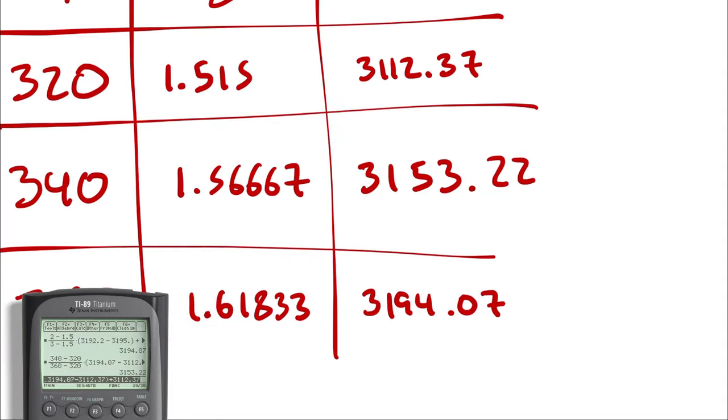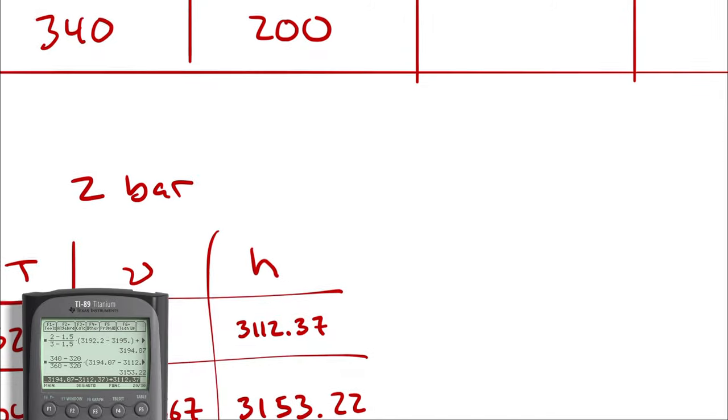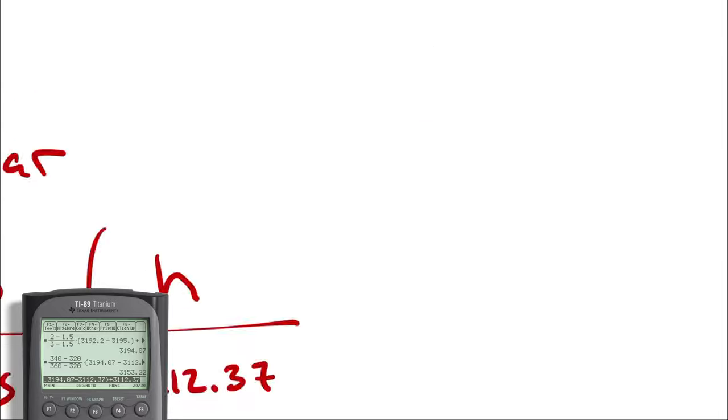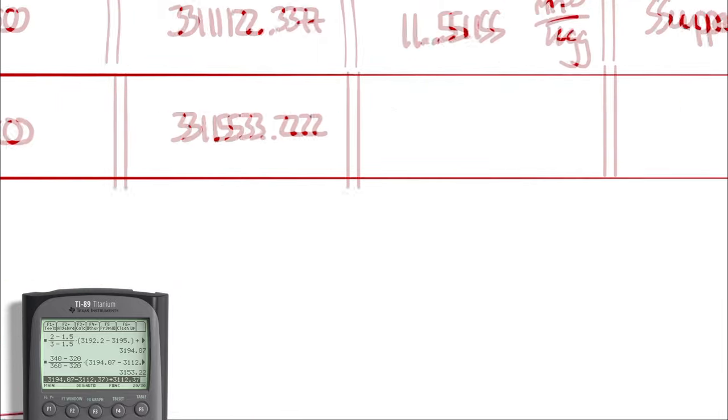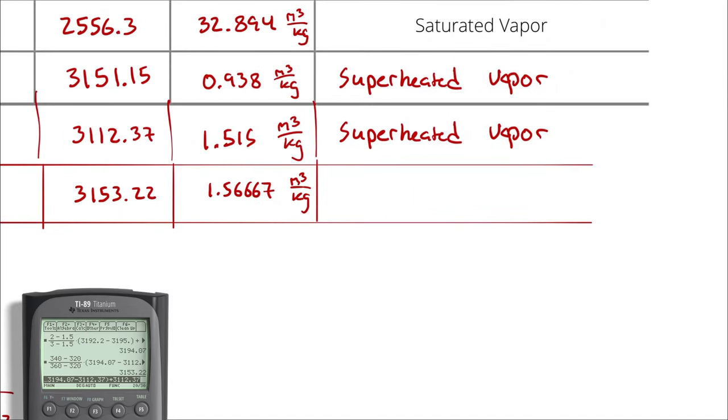3153.22. And these are the two values that I actually populate into my answer. 3153.22 and 1.56667. And again, that was a superheated vapor.